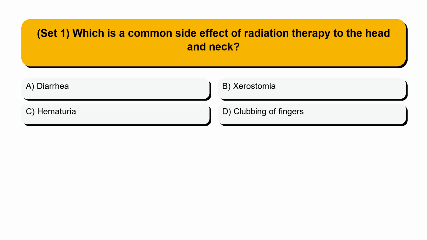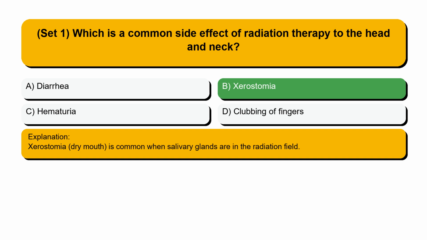Question 1. Set 1. Which is a common side effect of radiation therapy to the head and neck? Option A, diarrhea. Option B, xerostomia. Option C, hematuria. Option D, clubbing of fingers. The correct answer is option B, xerostomia. Xerostomia, dry mouth, is common when salivary glands are in the radiation field.